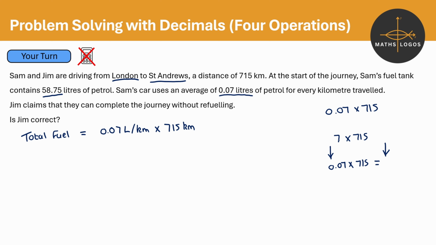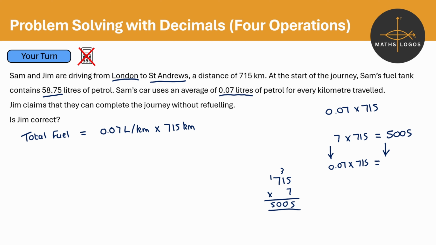Let's go ahead and do the 7 times 715. So again, bit of rough working out, 715 multiplied by 7. 7 multiplied by 5 is 35, carry over your 3. 1 multiplied by 7 is 7, add on your 3 is 10, carry over your 1. 7 multiplied by 7 is 49, add on your 1 is 50. So that's your answer, 5005. Okay, so that's the answer to this calculation, 5005.